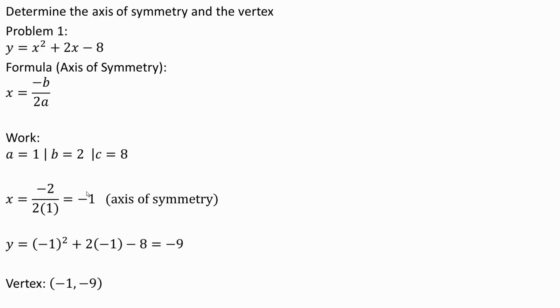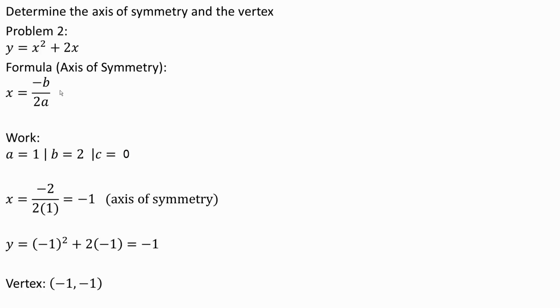Now in order to get the vertex, I'm going to plug negative 1 back into the function. And I would get parentheses negative 1 squared plus 2 times negative 1 minus 8. So this would be 1 minus 2 minus 8. So minus 2 minus 8 is negative 10, plus 1, so we get negative 9. And so the vertex will be negative 1, negative 9.